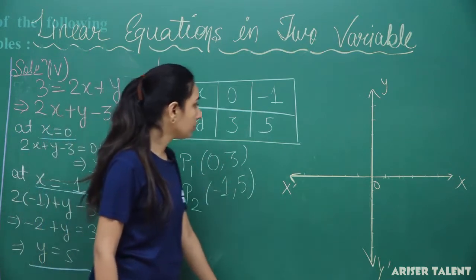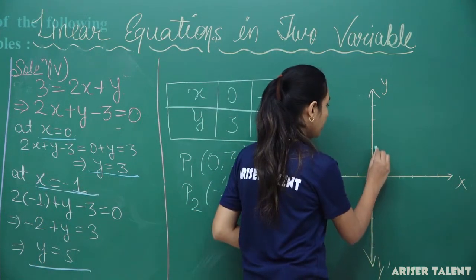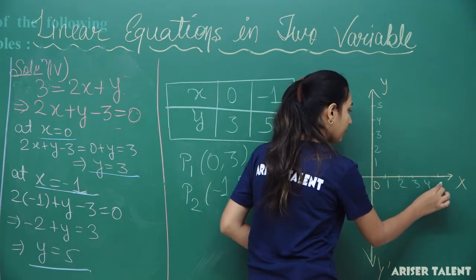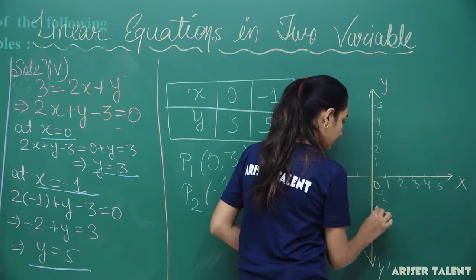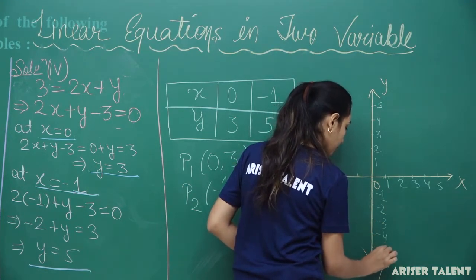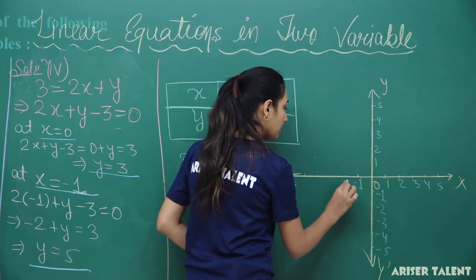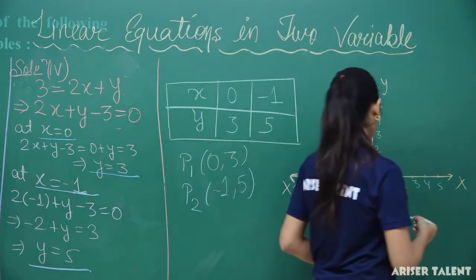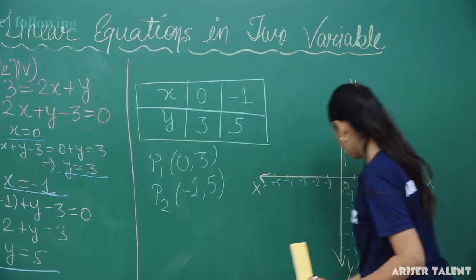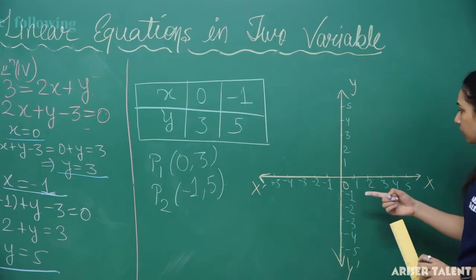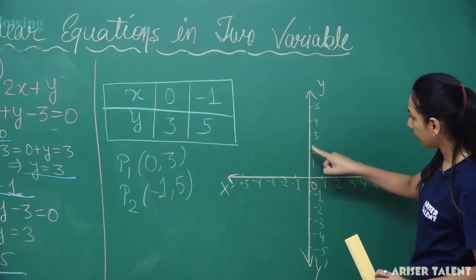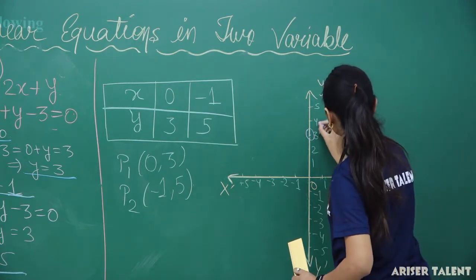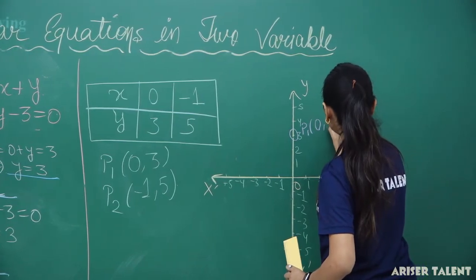Okay. So 0 comma 3 is what? 1, 2, 3, 4 and 5 here, 1, 2, 3, 4 and 5. Also minus 1, minus 2, minus 3, minus 4, minus 5, and minus 1, minus 2, minus 3, minus 4, minus 5. Okay. So 0, 3 is on the y-axis this side. So this is our point P1, which is 0, 3.